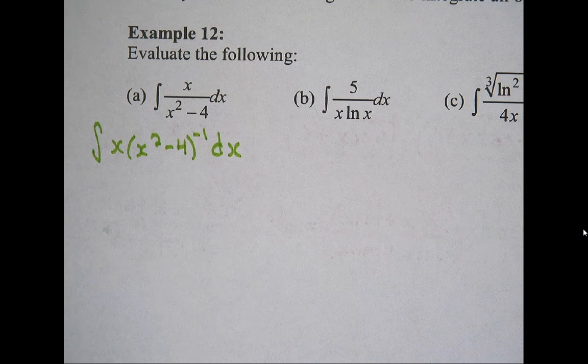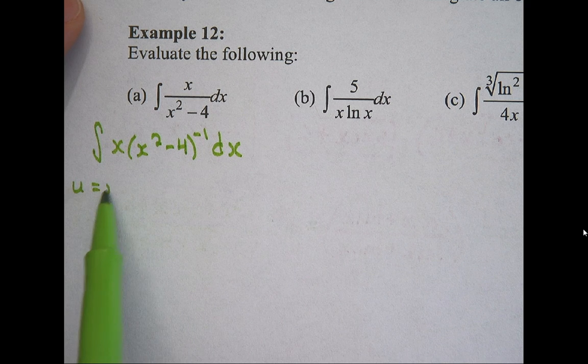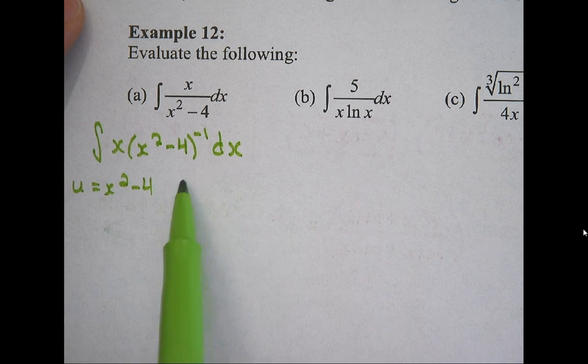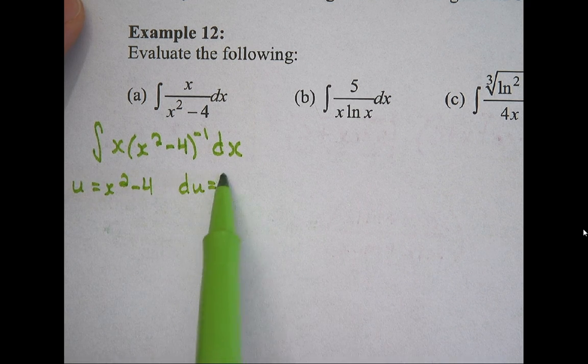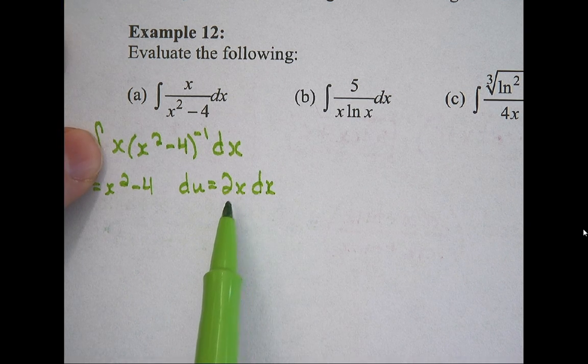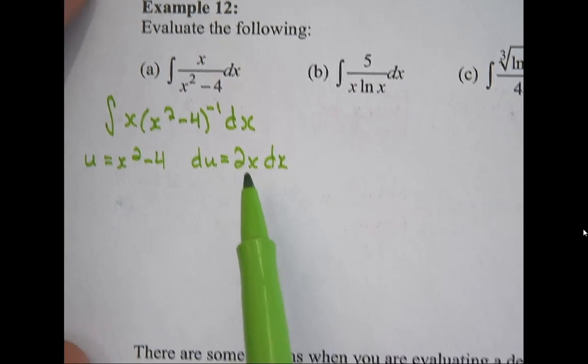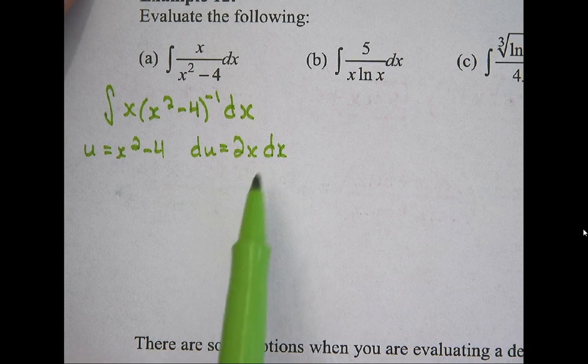So now I'm going to try to do a u du. My inside function would be x squared minus 4. My outside function would be 2x dx. Do I have what I need? Yes, life is good here. I have what I need. So I'm going to just do a pattern recognition here.